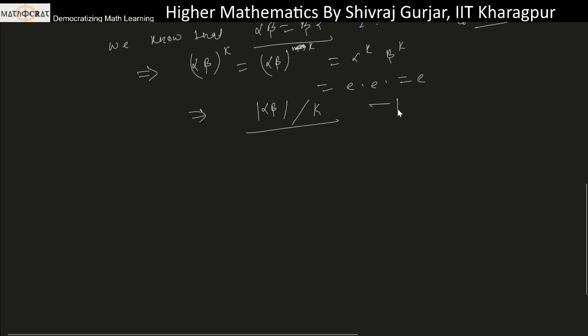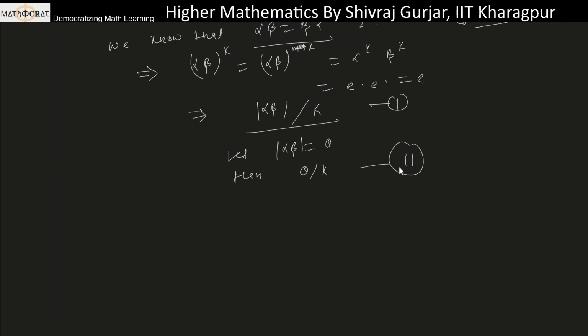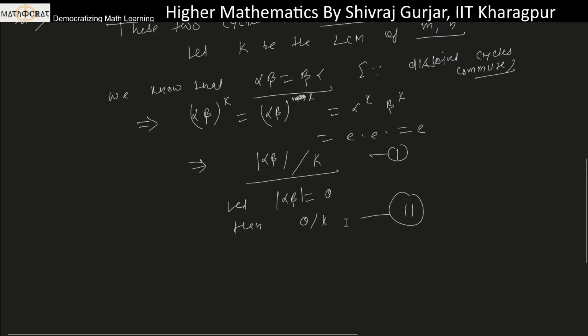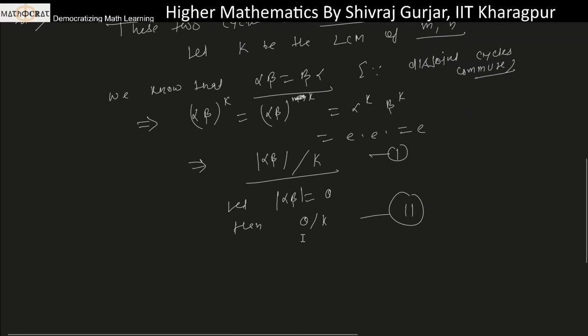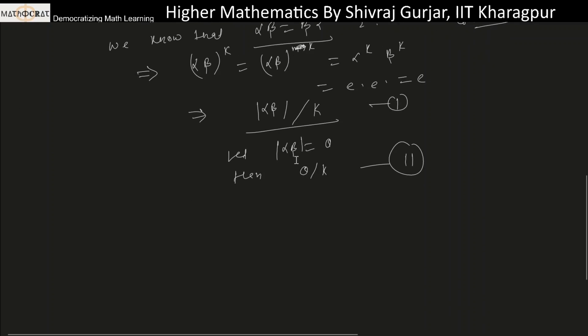Let the order of alpha beta be theta. Then theta divides k, where theta is a positive integer. So we have this equation. Now we have to show that this theta is equal to k, because k is the least common multiple of m and n. So we have to show that theta and k are equal. If we could show that k also divides theta, then we are done.